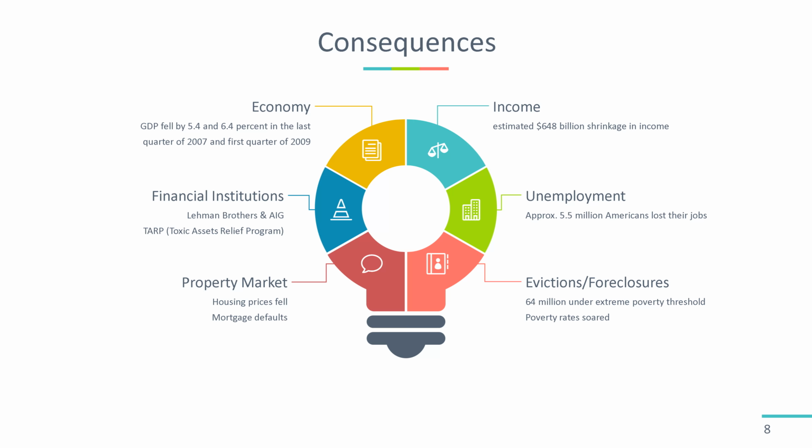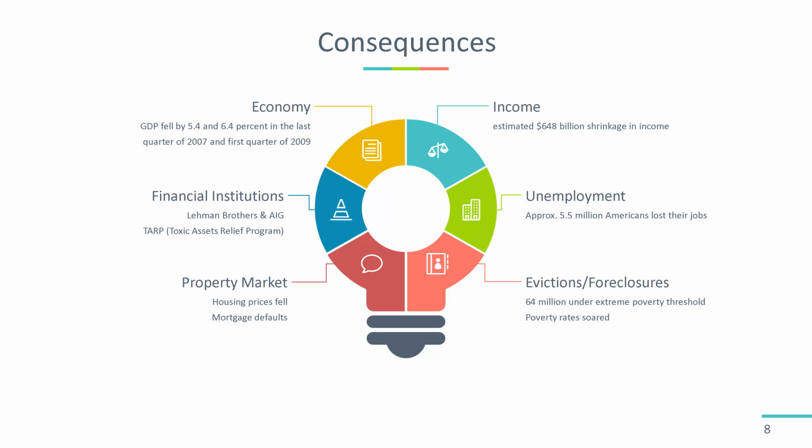Looking at the figures, it was clear that the general health of the economy suffered. GDP fell by 5.4 and 6.4% in the last quarter of 2007 and the first quarter of 2009. People's income fell dramatically as income shrank by an estimated $648 billion due to slower economic growth. Household wealth was also affected as the value of families' equity holdings fell by $1.9 trillion from the middle of 2007 to the end of March 2009. This amounts to approximately $97,000 per household.